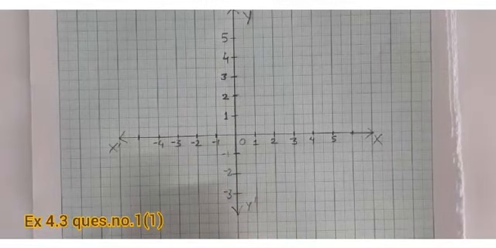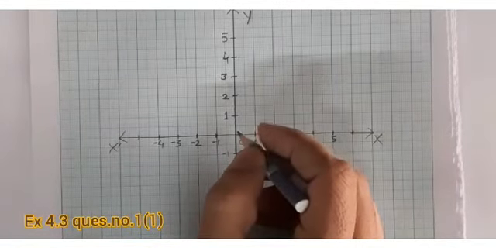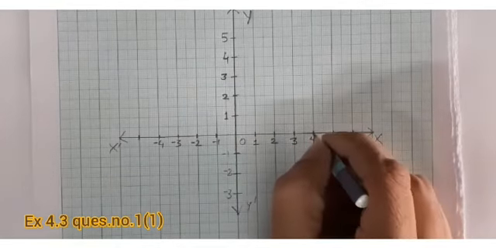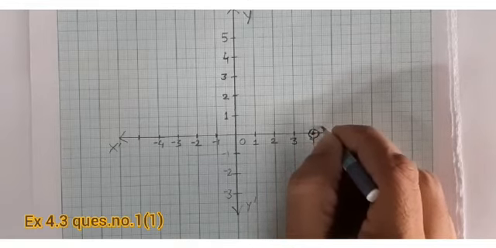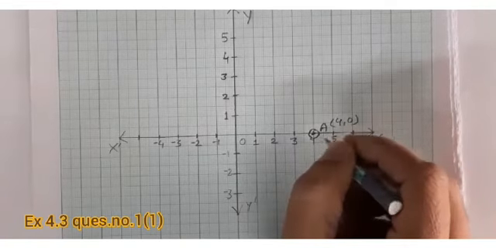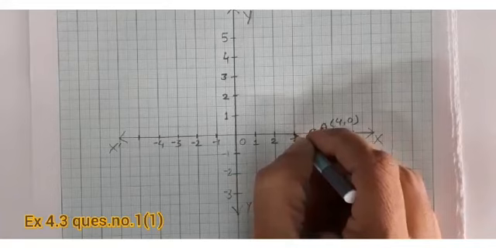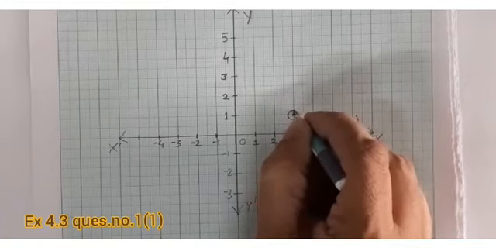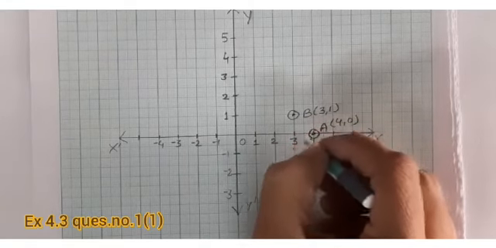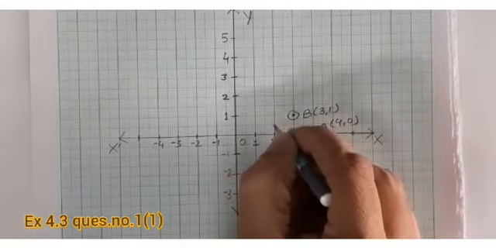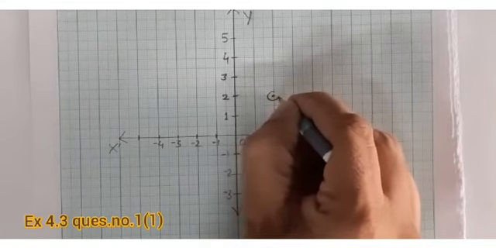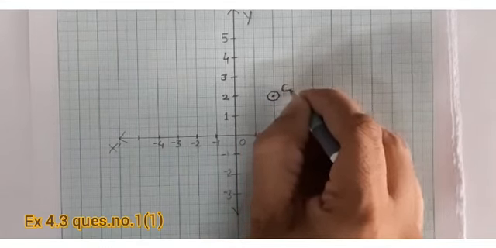Now I am going to plot the graph. See point A. A is your 4 comma 0, 4 on the x-axis and 0 on the y-axis. I am marking point A, 4 comma 0. Then B is 3 comma 1, 3 here and 1. This is your 3 comma 1. Now point C is 2 comma 2. x is 2 and y is 2. This is your point C.